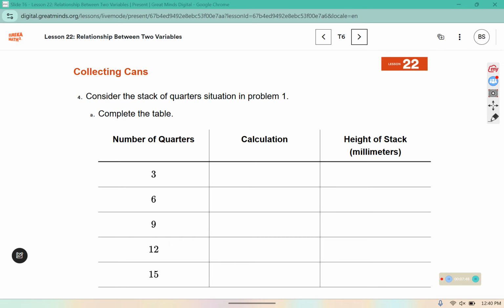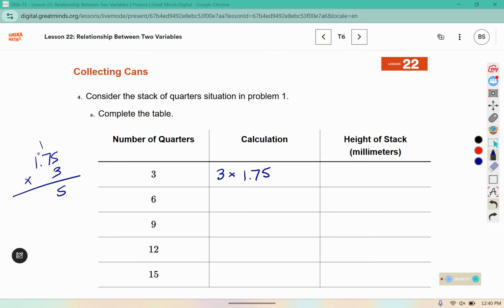Consider the stack of quarters situation in problem 1. We know that 1 quarter had a height of 1.75 millimeters. So if we have 3 quarters, we need to multiply by 3. 5 times 3 is 15. 3 times 7 is 21, plus 1 more makes 22. 3 times 1 is 3, plus 2 more makes 5. We should have 2 decimal spots, so this would say 5.25 millimeters.